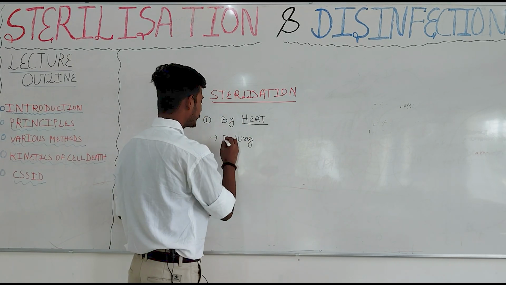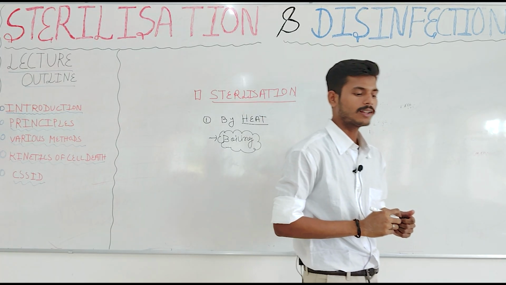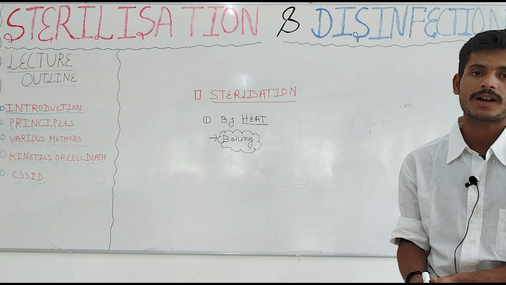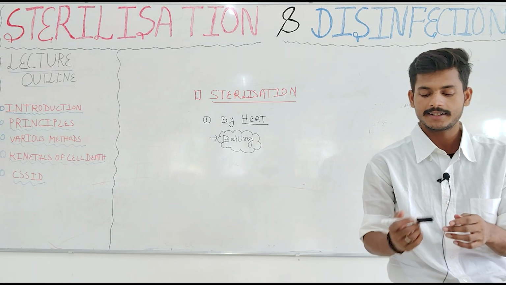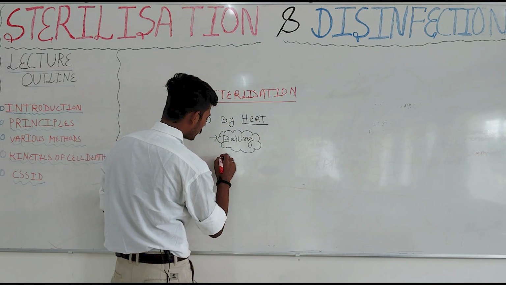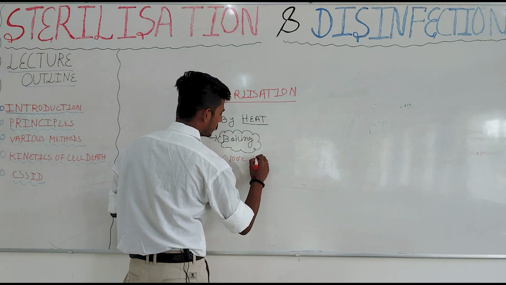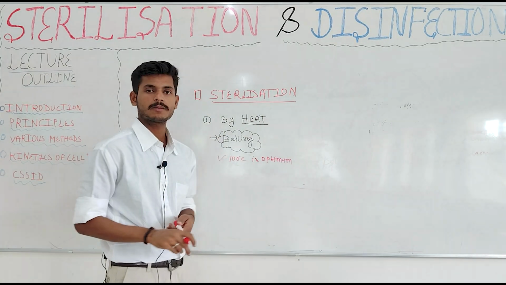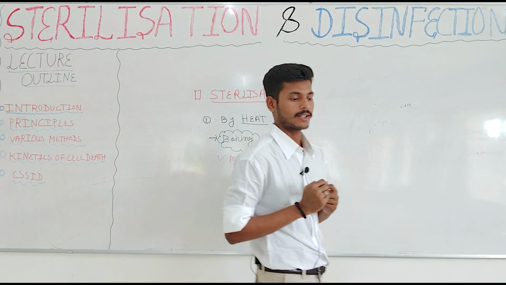First is boiling. You know that if we boil the water, then at a certain temperature, most of the bacteria are destroyed within 100 degrees Celsius. 100 degrees Celsius is optimum. At this temperature, most of the bacteria are destroyed. But remember, I am saying most of the bacteria, not all the bacteria.